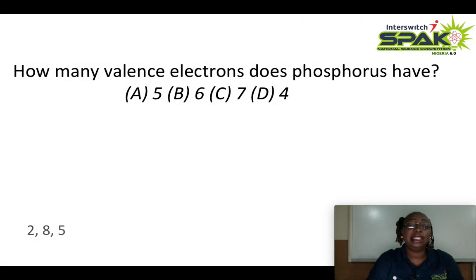How many valence electrons does phosphorus have? I've already given you the electron shell, which is 2, 8, 5. So how many valence electrons does phosphorus have? Phosphorus has 5 valence electrons.